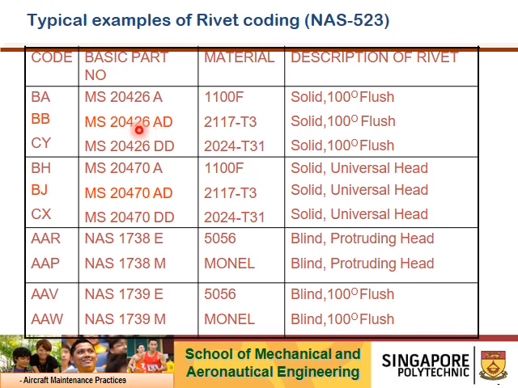Right, so this BB will not be used again. So the next code BA is MS204268. So all these codes represent various types of rivets or fasteners, not just rivets, fasteners. It can be bolts, it can be blind rivets, it can be solid rivets, it can be high locks or special fasteners. So the listing can be exhaustive and a lot. So everything is based on the manufacturer data.